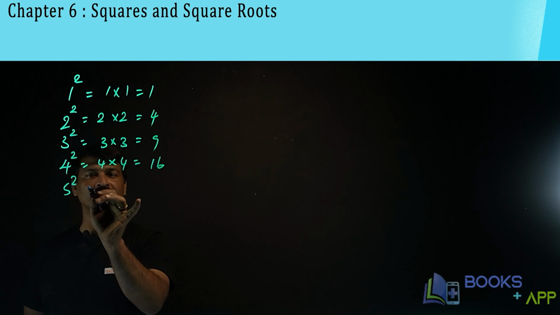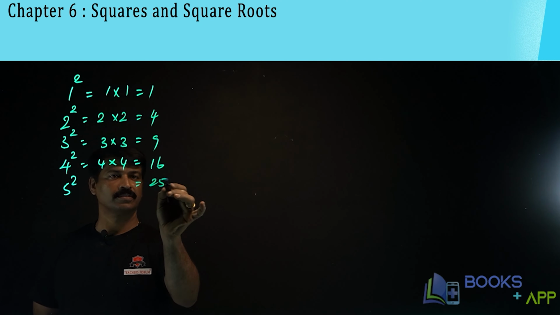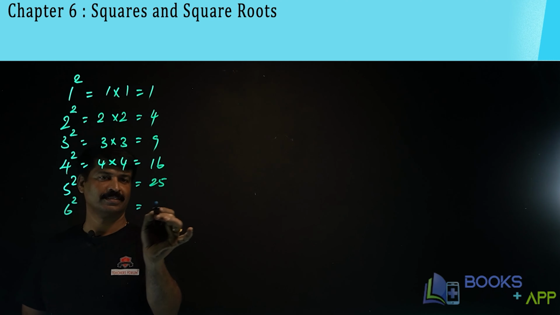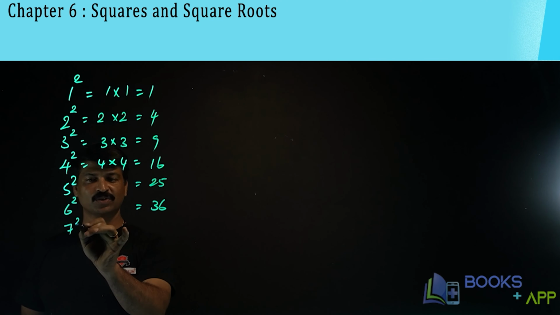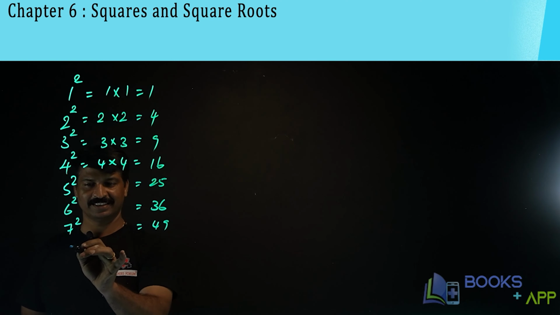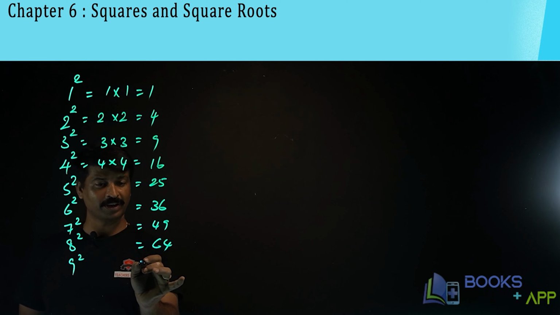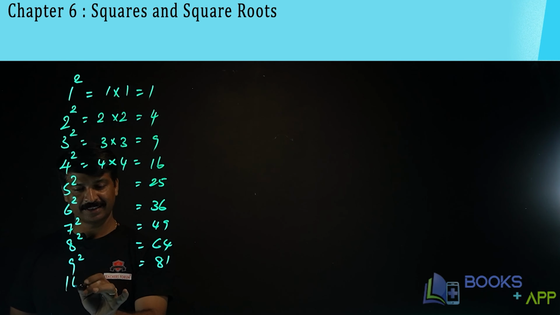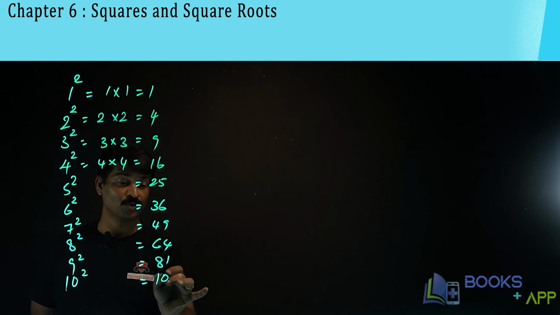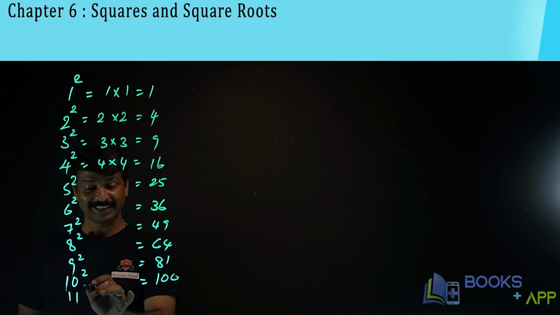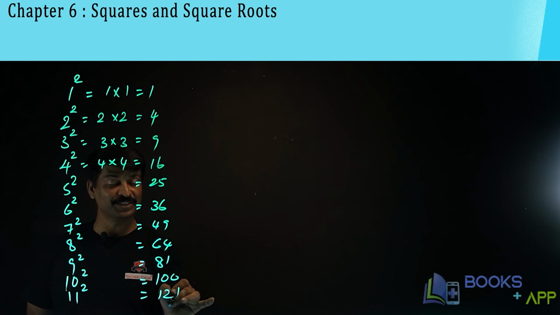What is 5 square? That is 25. 6 square, 36. 7 square, 49. 8 square, 64. 9 square, 81. 10 square, 100. 11 square, 121.